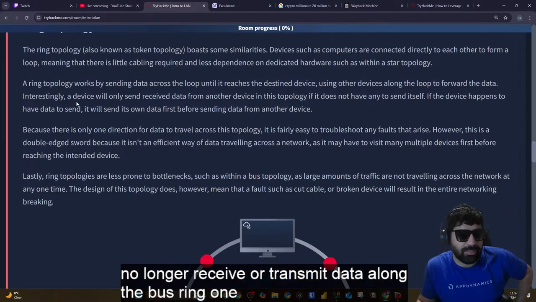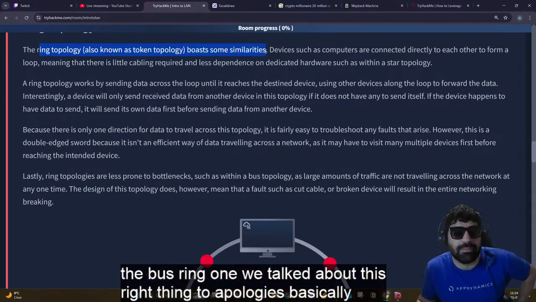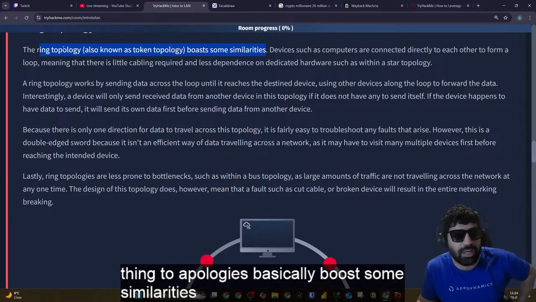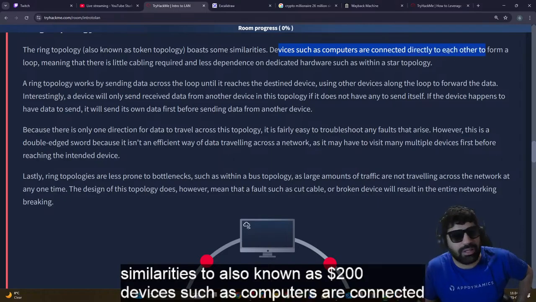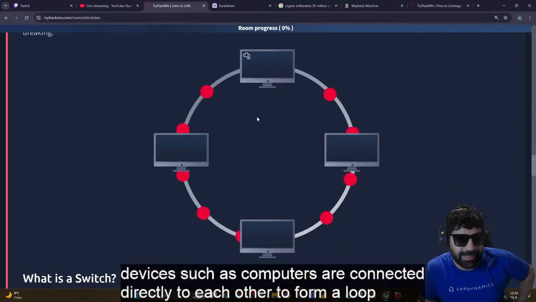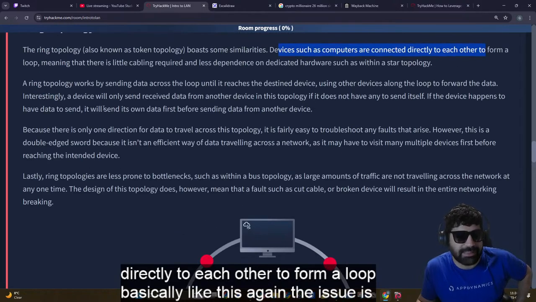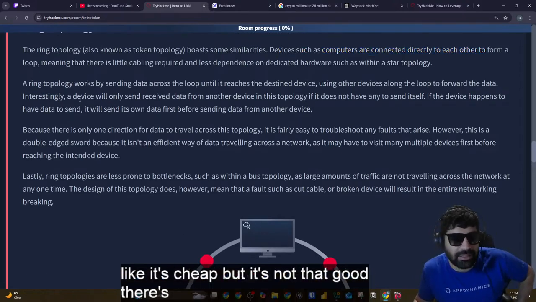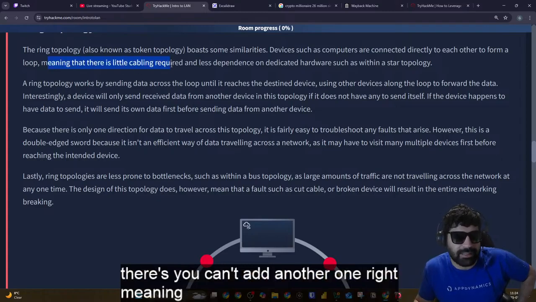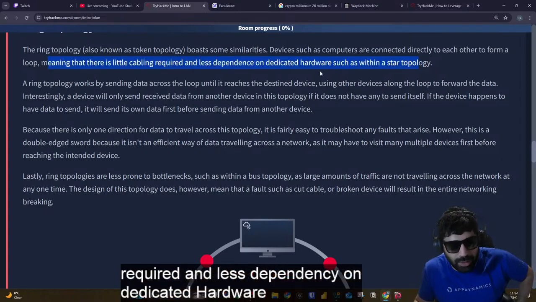Ring, we talked about this, right? Ring topology, also known as token topology, has some similarities. Devices such as computers are connected directly to each other to form a loop. Basically, like this. Again, the issue is it's cheap, but it's not that good, because you can't add another one, right? Meaning that there is little cable required and less dependency on dedicated hardware such as in a star topology.